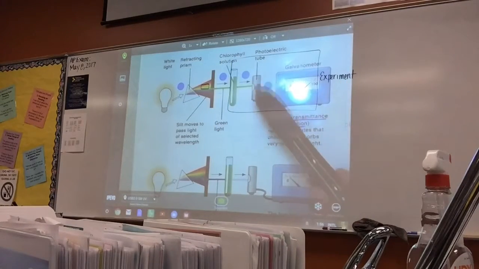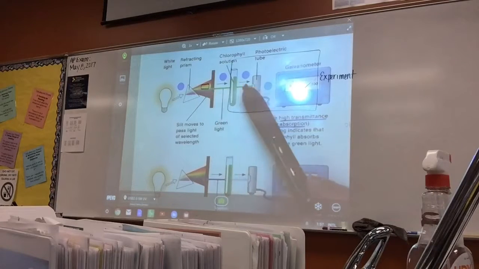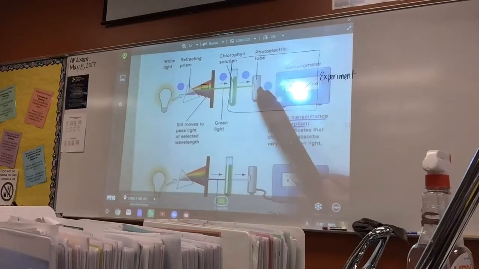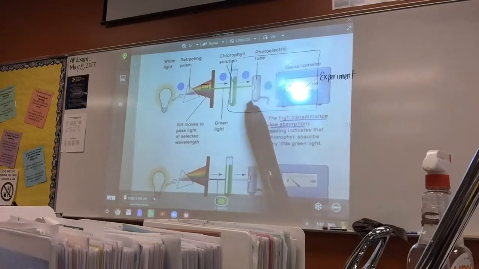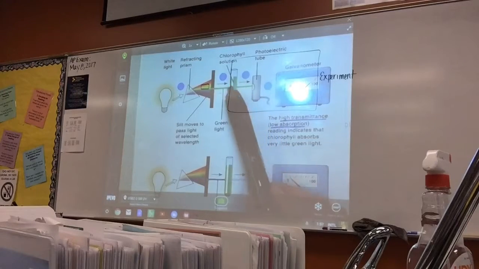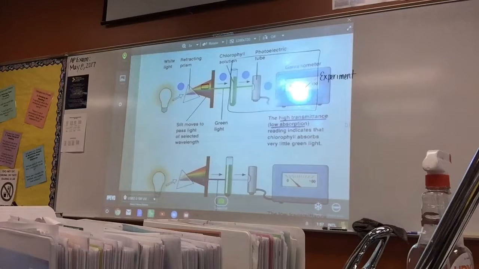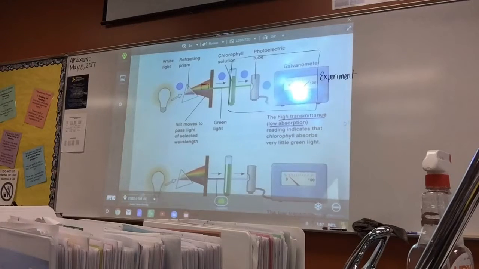And on the other side of your sample, it records how much of that original light being beamed at it is being transmitted. And so remember that the more, in this case with chlorophyll and pigments, the more that's transmitted, the less that is absorbed. They're inversely related. And so that's what a spectrophotometer is.